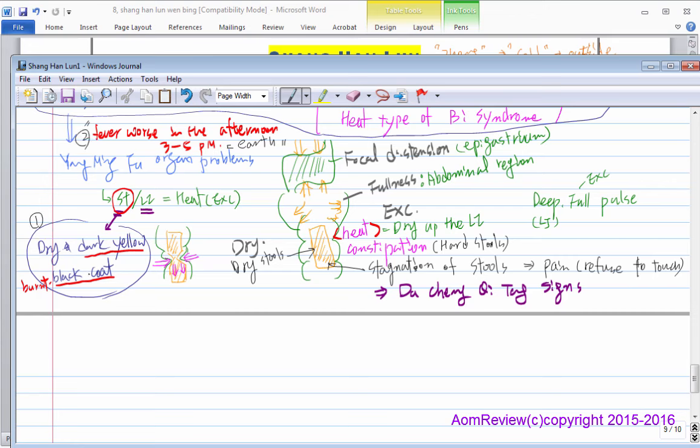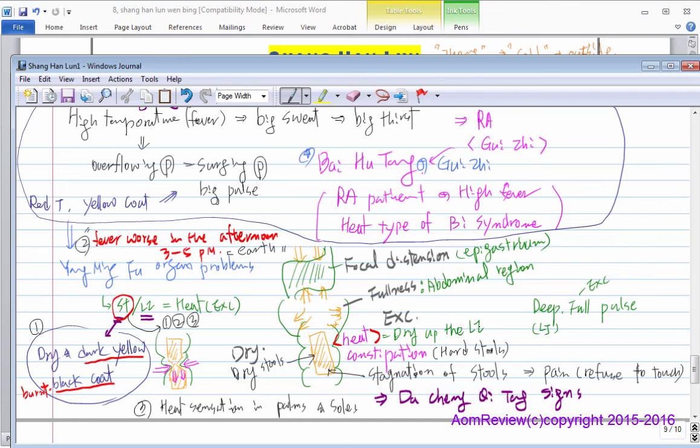Number one is the afternoon fever, and number two and three are the heat sensation in the palms and soles, and sometimes sweating too. The four limbs are controlled by the stomach and spleen. So when there is heat in the stomach, you get these one, two, three. All these are related to the stomach sign. So for Da Cheng Qi Tang, we organize the signs and symptoms: mostly constipation, focal distension, and additionally a dry black tongue coat and fever worse in the afternoon, especially 3 to 5 p.m., sometimes heat sensation in the palms and soles. These all indicate the stomach also has trouble. So the Yangming Fu is not only the Da Cheng Qi Tang signs; there are another one, two, three related to the stomach too.